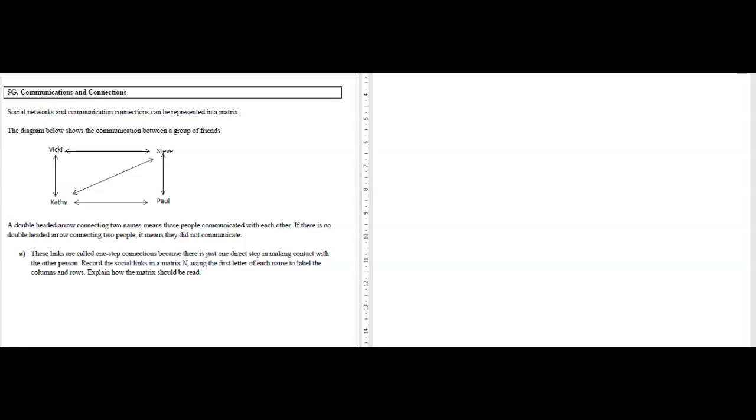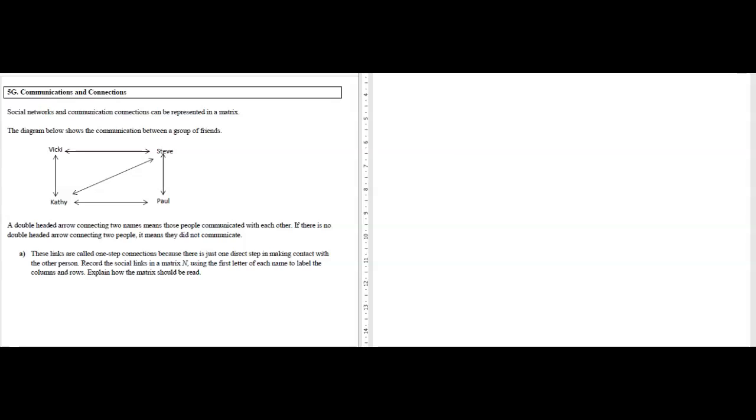Okay, so social networks and communication connections can be represented in a matrix. Looking at this diagram is what we call a network diagram. When we do networks, you will get a better understanding of how this diagram works. But in matrices, you've got a diagram and you can simplify it. This diagram just shows the communication between a group of friends.